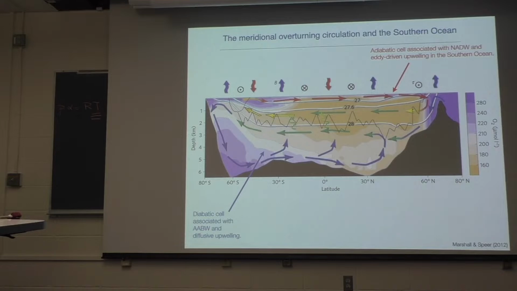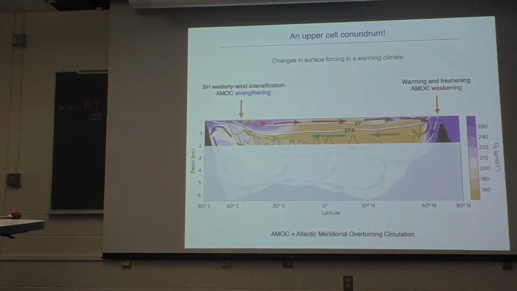Okay, so let's just consider for the moment the upper cell, and now let's think about what might happen in a warming climate. And this was a question that Shantong Sun, who was a postdoc who worked with me, came to me and asked.